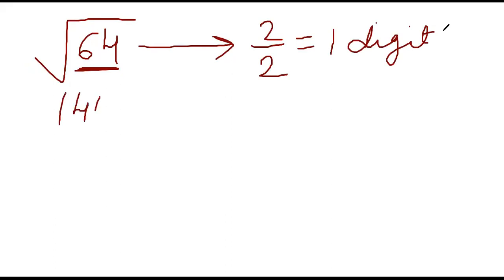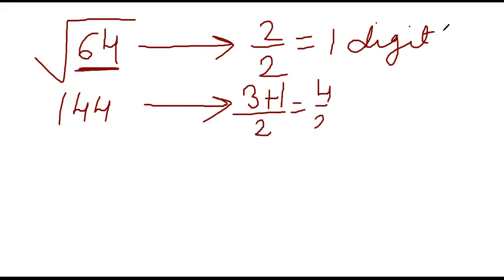Next it's given 144. How many digits are in 144? 3. 3 is odd. Add 1 to this and then divide by 2. 4 by 2. It means there are 2 digits, right?